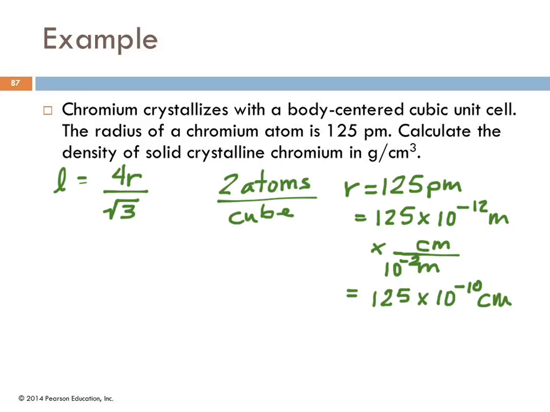I did that in my head. Let's do it on the calculator too. That's not proper scientific notation either. 125 EE 12 minus divided by 1 EE 2 minus. So that in proper scientific notation is 1.25 times 10 to the minus 8th centimeters.